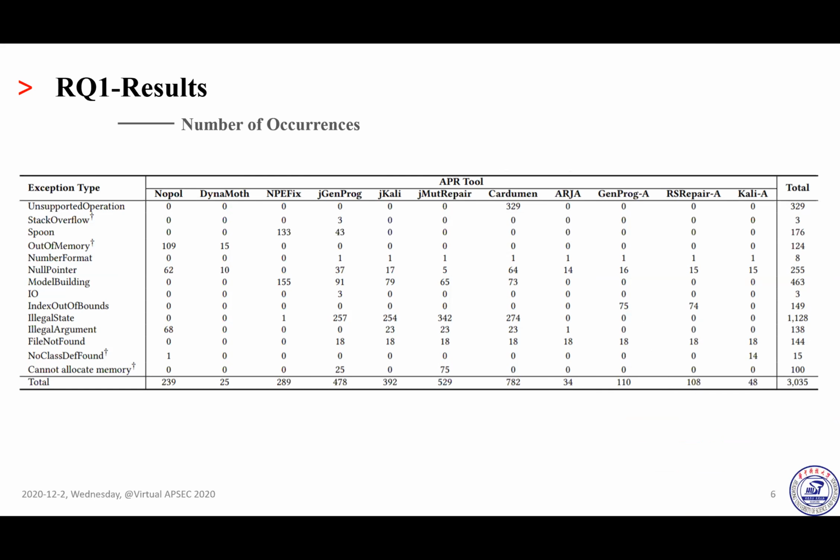On the distribution with respect to APR tools, we found that 11 APR tools suffer from the non-repairability factors in varying degrees. Specifically, Cardumen witnessed the most exceptions, 782 in total, which accounts for 25.7% of the entire set. The following are jMutRepair and Jiechu pork, whose values are 529 and 478 respectively.